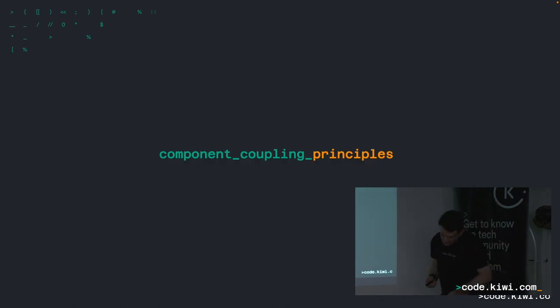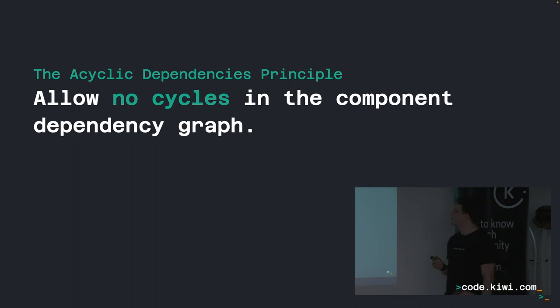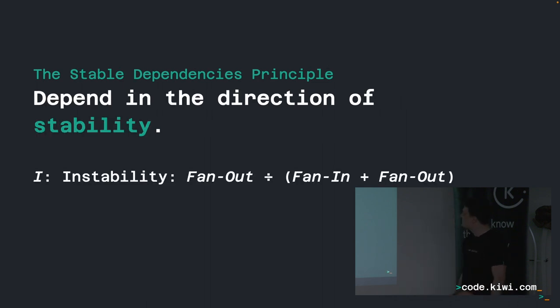There are some component coupling principles. I'm going to go very briefly around them. Acyclic dependencies says allow no cycles in the component dependency graph. This one is easy. Gradle doesn't allow that, so that one is a freebie. There's a stable dependencies principle. Depend in the direction of stability.